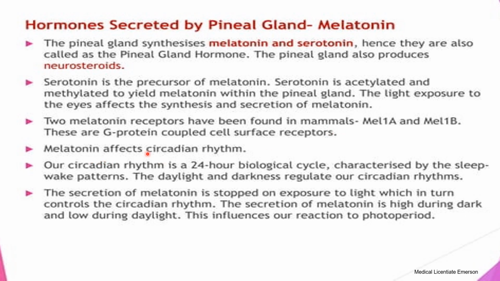The melatonin actually affects the circadian rhythm. Our circadian rhythm is a 24 hours biological cycle characterized by the sleep-wake patterns. The daylight and darkness regulate our circadian rhythms. Then the secretion of melatonin is stopped on exposure to light, which in turn controls the circadian rhythm. The secretion of melatonin is high during dark and low during the daylight. So this influences our reaction to photoperiod.